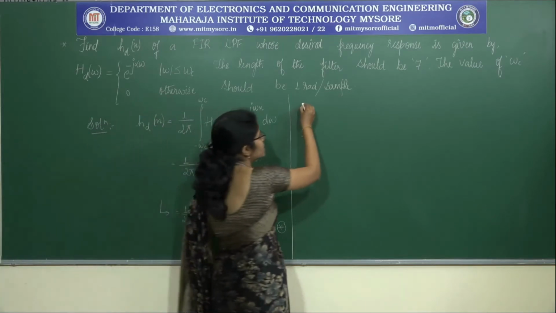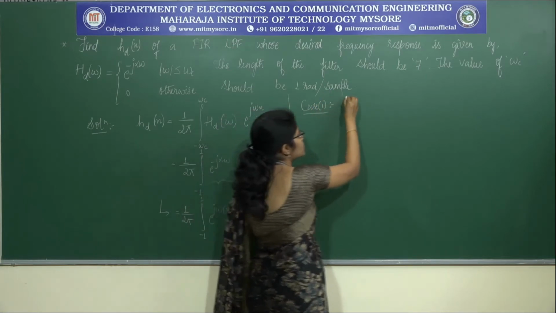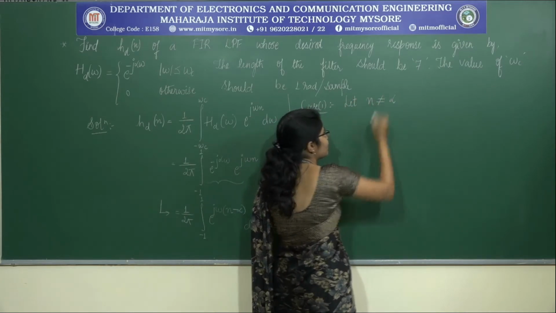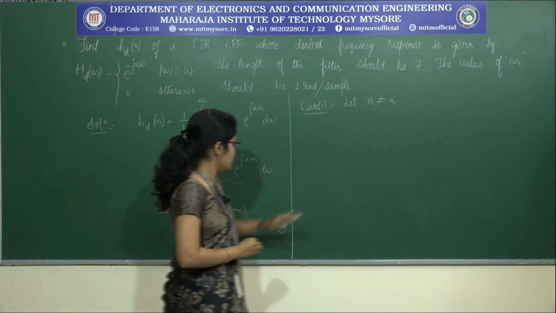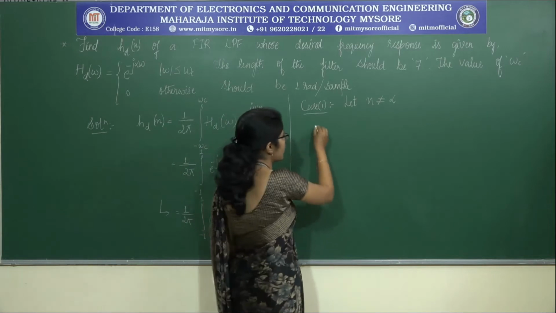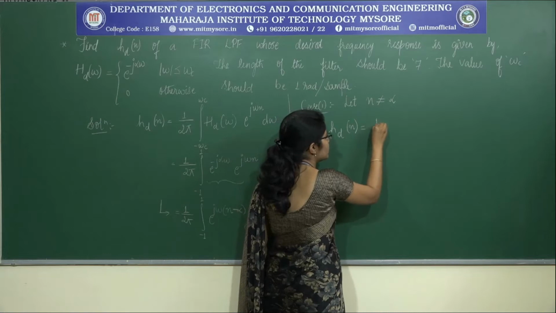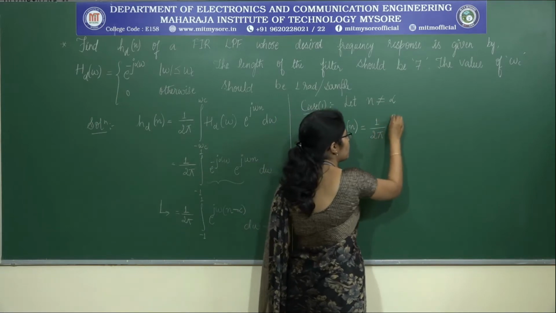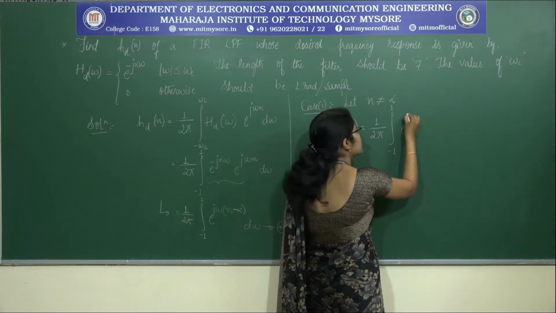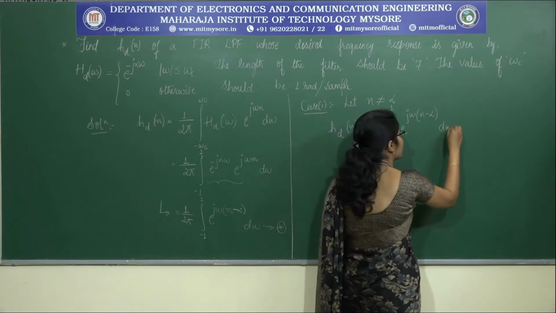So, let us start with case 1. What is the assumption we are taking? Let the value of n be not equal to alpha. If so, the equation of hd of n remains the same. Therefore, hd of n will be equal to 1 divided by 2 pi integral from minus 1 to plus 1 of e power j omega into n minus alpha into d omega.